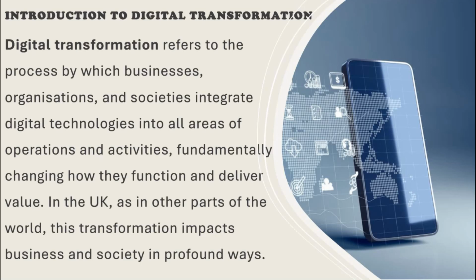As technology has developed further, as internet has come in, we've actually just been able to introduce more processes, and we have been able to make it much more efficient and effective. So what does digital transformation mean? Digital transformation refers to the process by which businesses, organizations, and societies integrate digital technologies into all areas of operations and activities, fundamentally changing how they function and deliver value. In the UK and globally, this transformation impacts business and society in profound ways, and we'll find out some of the things that we're doing now.